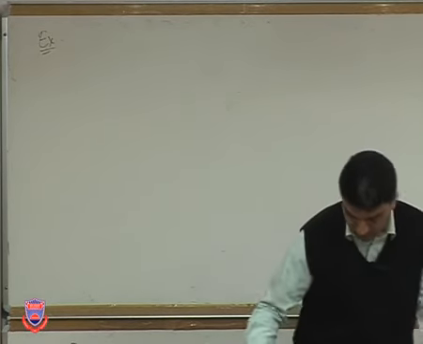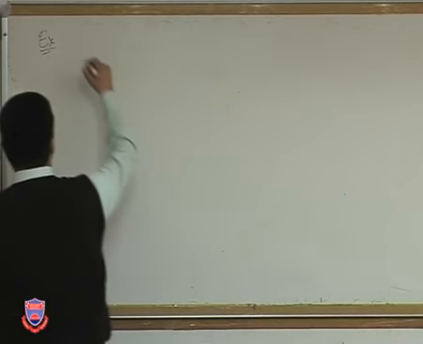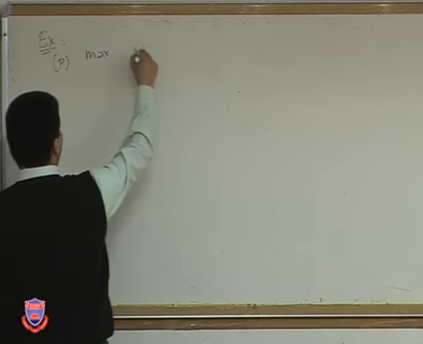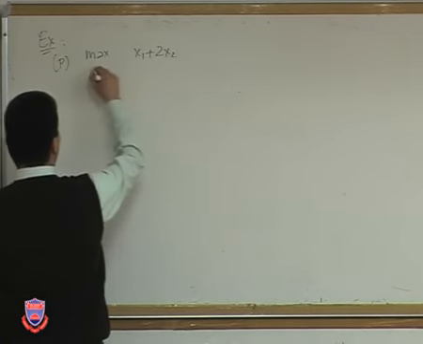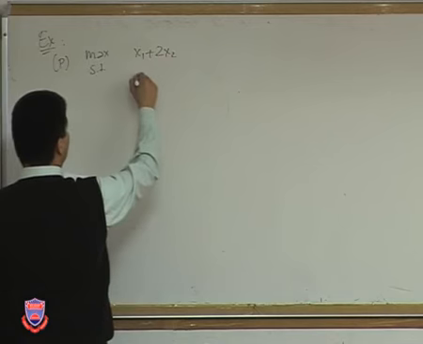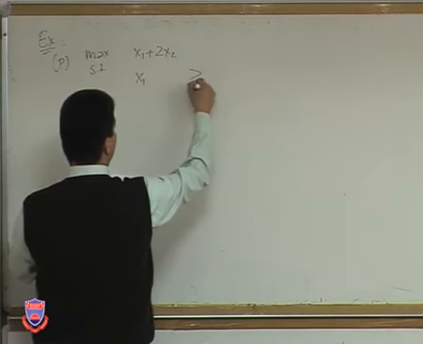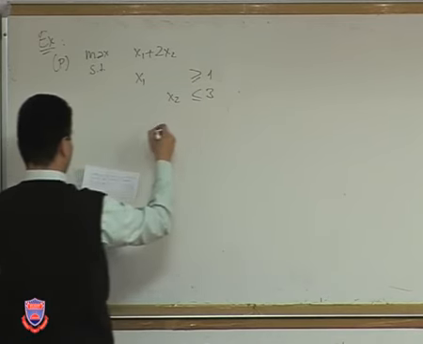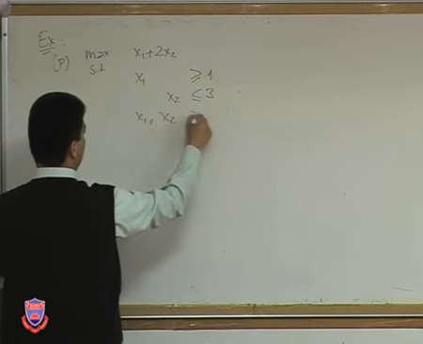So let's consider the following example. Here's my primal problem. I want to maximize x1 plus 2x2 subject to x1 is greater than or equal to 1 and x2 is less than or equal to 3. Okay, x1 and x2 are greater than or equal to 0.